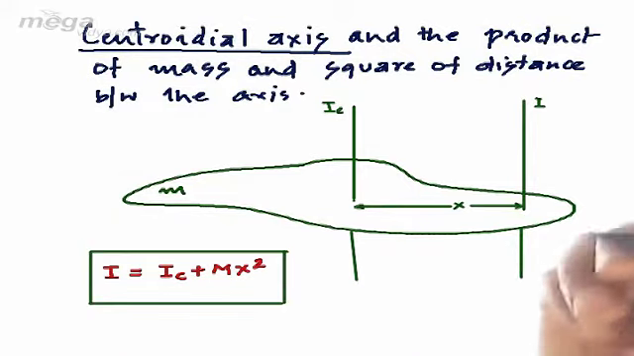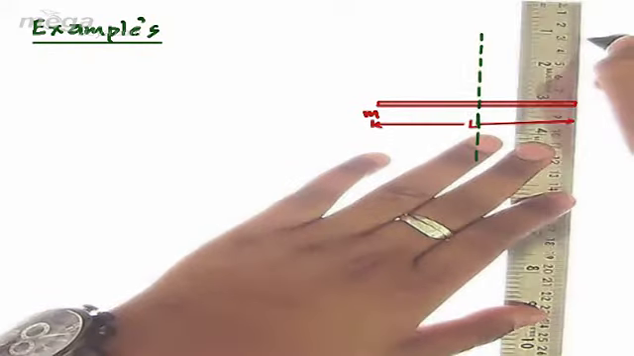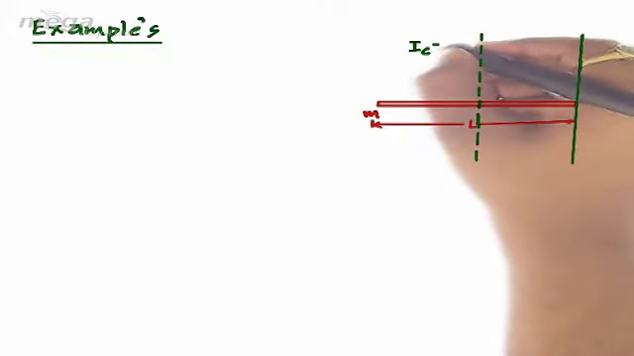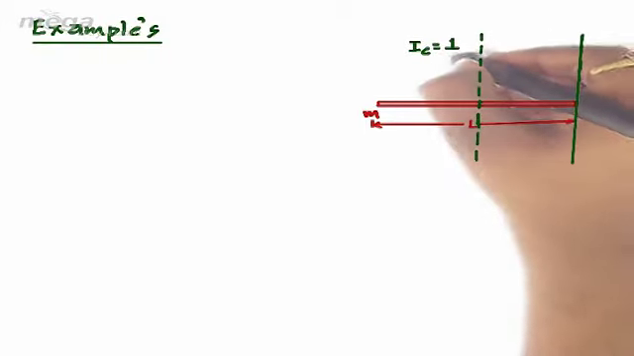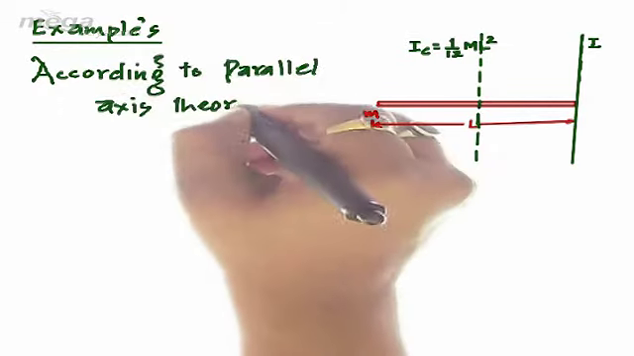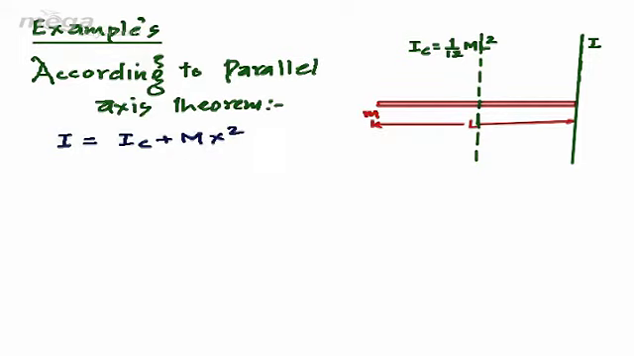Let us take some illustrations using the parallel axis theorem. Let us consider this rod having mass m and length L. Let this be the centroidal axis of this given rod. We are required to find the moment of inertia of the rod about this given axis. As we all know, the moment of inertia about the centroidal axis of any given rod is equal to 1 upon 12 ml square. Let I be the moment of inertia about this given axis. According to the parallel axis theorem, I will be equal to IC plus mx square, where x is the distance between both the axes.